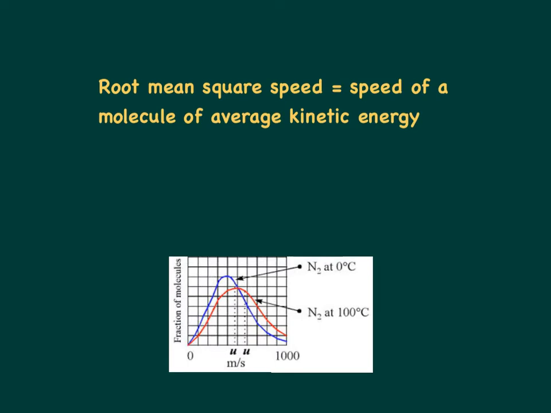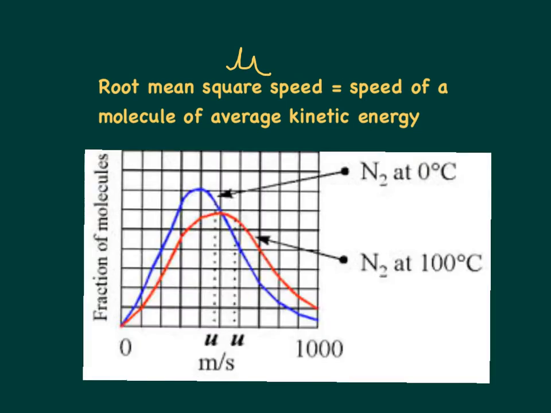Root mean square speed, whose symbol is mu, is the speed of a molecule of average kinetic energy. In this graph, root mean square speed is represented by the dotted line. And you can see that for nitrogen in this instance, the higher the temperature, here the blue line is representing molecules at 0 degrees Celsius, and the red line is representing the molecules at 100 degrees Celsius. At 100 degrees Celsius, we have a greater fraction of molecules at a higher root mean square speed. And root mean square speed is not exactly the same as mean or average speed, but it's pretty close.